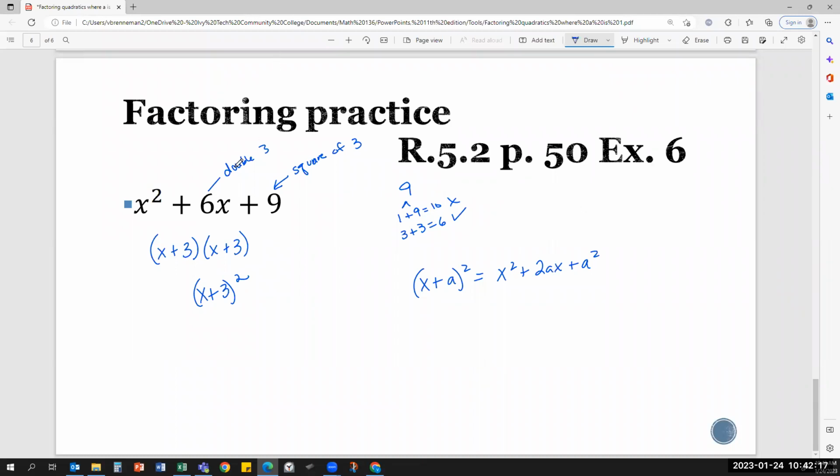So that's factoring quadratics where a is 1.